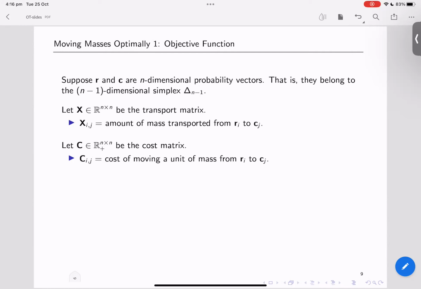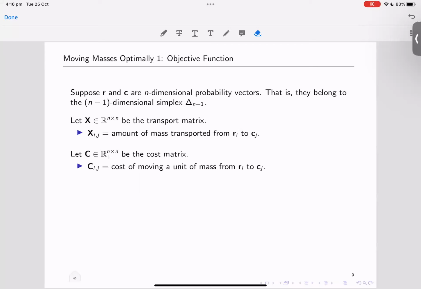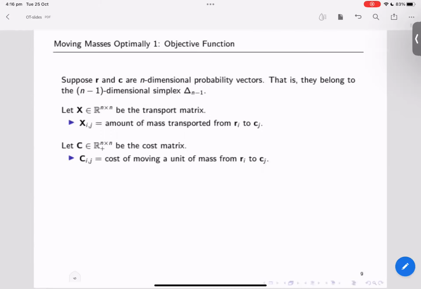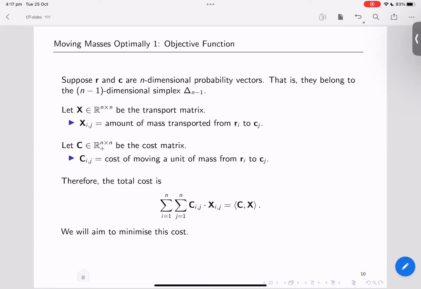Cool. So if I want to move all the i's to all the j's, and I have a cost matrix C, could anybody help me figure out what the total cost of moving all the masses is? Any idea? Well, Xij is moving from Ri to Cj, right? And that amount times Cij is the total cost when you move from Ri to Cj. Does that make sense? If you sum over all Xij times Cij over all i and j, you will have the total cost. Okay. Does that make sense?